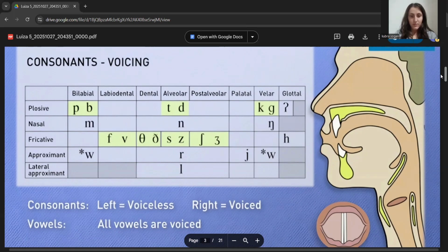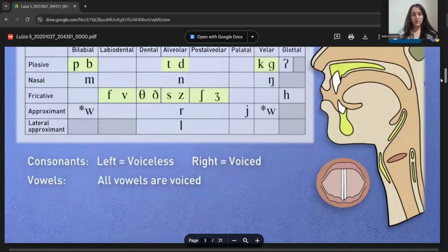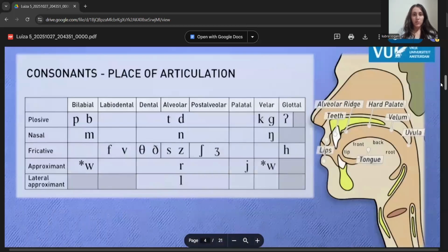And we can vibrate vocal folds in different ways. For example, to produce whispering, or a hoarse voice, or a creaky voice. Okay. In a consonant grid, when two consonants appear in one box, the one on the left is voiceless, and the one on the right is voiced. Also, all vowels are voiced. And so let's continue with the second parameter.